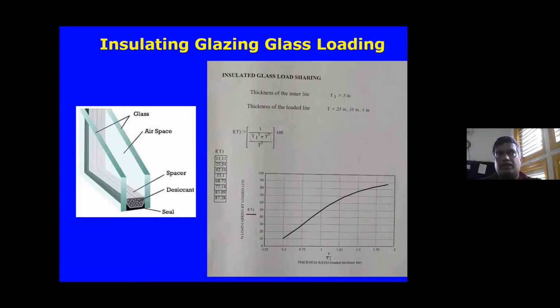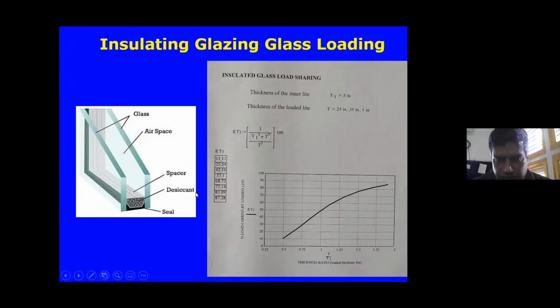But if the front glass is thinner and the back glass is thicker, it depends. The stiffness is proportional to the cube of the thickness ratio. Hence, the back glass would take up about 90% of the load.